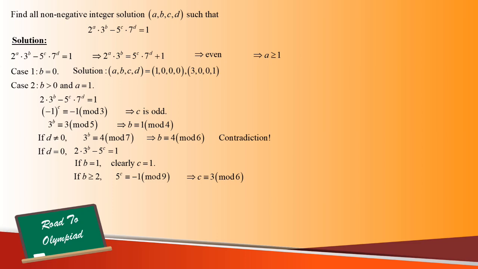Here, we can argue in a similar way as in case 1, where from c is equal to 3 mod 6, we have 5 to the power of c is equal to negative 1 mod 7, which implies that 5 to the power of c plus 1 is a multiple of 7. However, from the equations, we have 2 times 3 to the power of b is equal to 5 to the power of c plus 1, where the left hand side has no factor 7. Thus, this is a contradiction and there's no solution if b is at least 2. Therefore, the only solutions in this case is 1, 1, 1, 0.